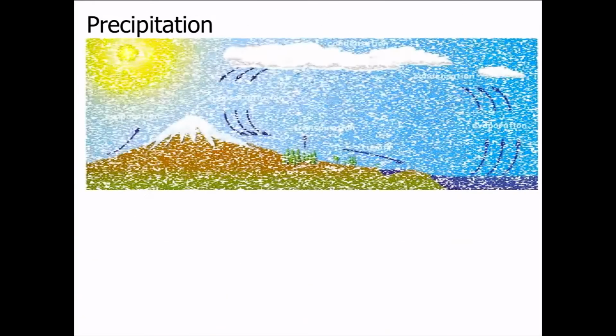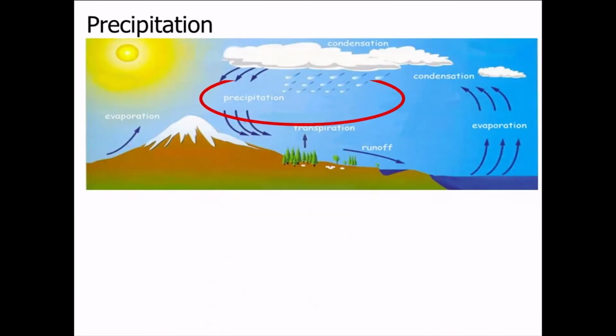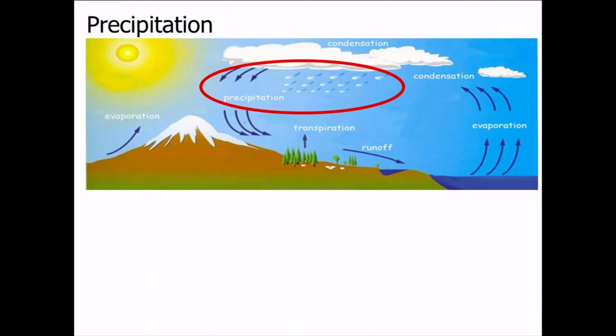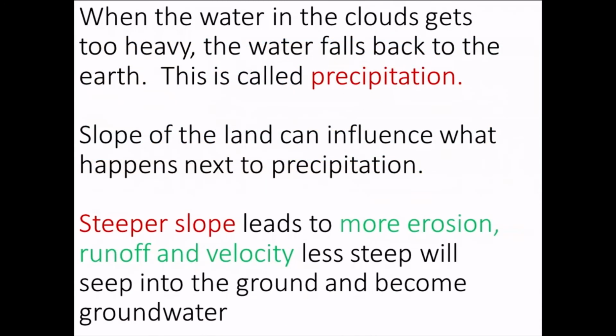Precipitation. Precipitation occurs when water falls back down to the ground after condensation. This can occur as rain, snow, hail, sleet, or anything else that causes water to fall downwards. Once that precipitation hits the ground, a few different things can happen.